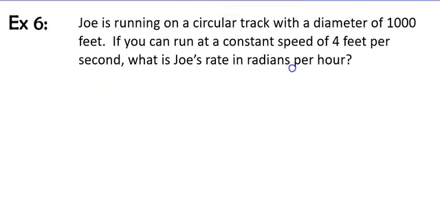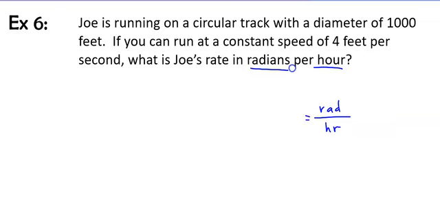All right, and last example here, example 6. Joe's running on a circular track with a diameter of 1,000 feet. I'm assuming we're going to need that, but let's keep reading. If you can run at a constant speed of 4 feet per second, what is Joe's rate in radians per hour? Okay, so we're finishing here. We want to finish in radians per hour.